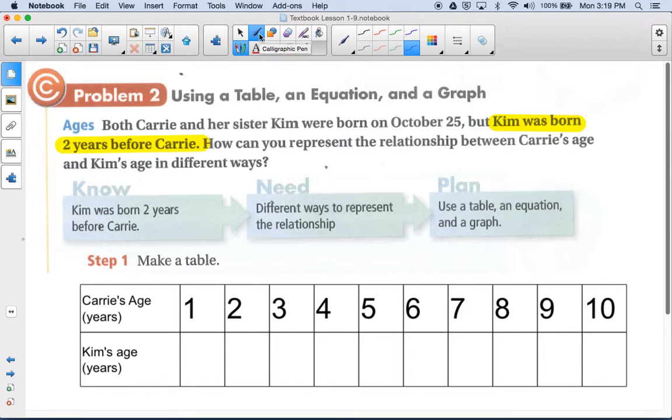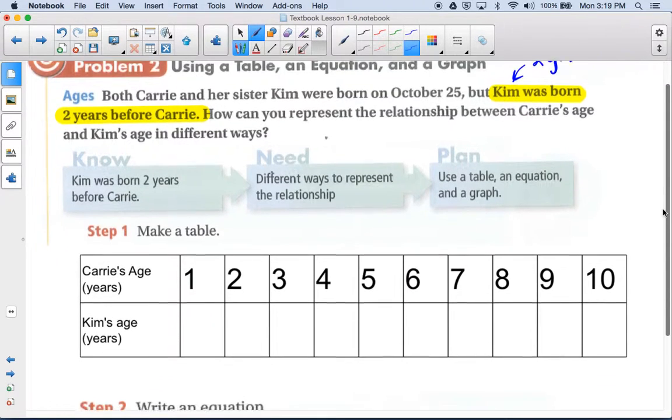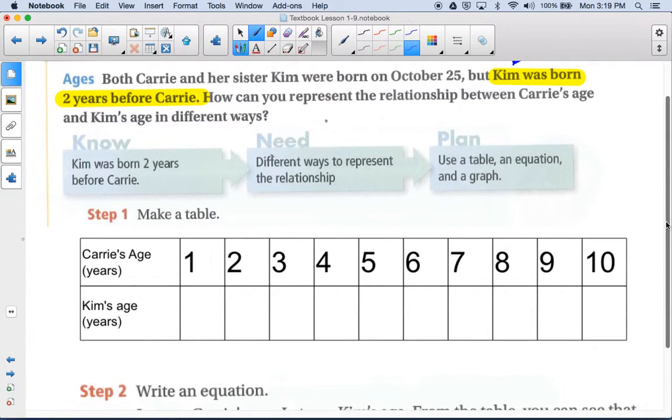Well, let's think about what this means. If Kim was born 2 years before Carrie, that means Kim is 2 years older. Her age is 2 years more than Carrie's. So let's start by making a table. If Kim is 2 years older than Carrie, when Carrie was 1, Kim must have been 2 years older.